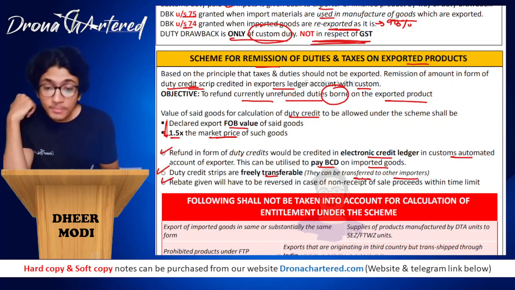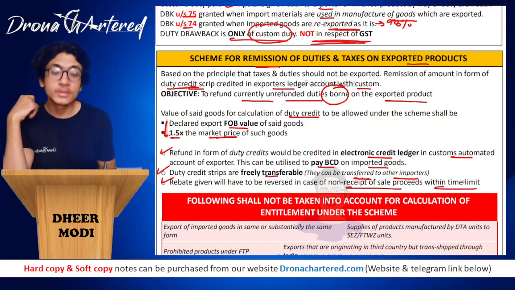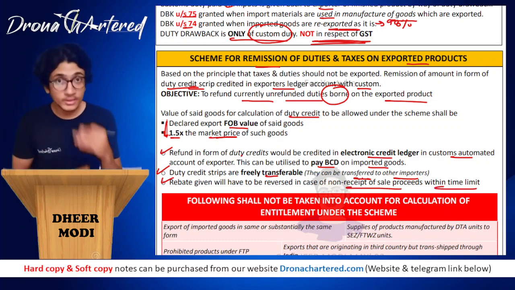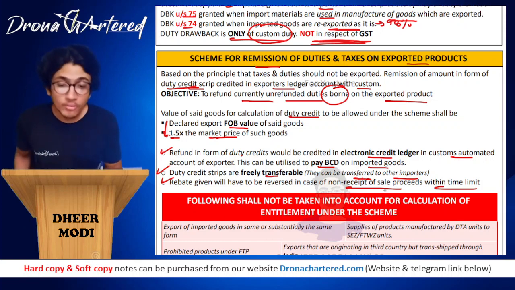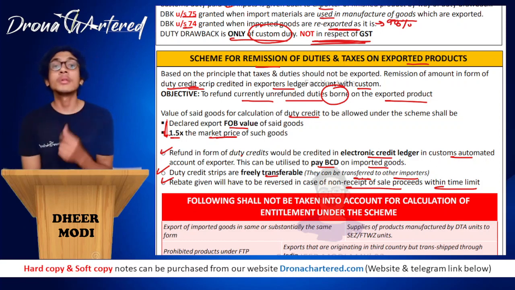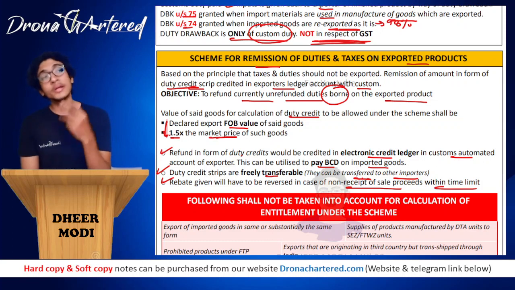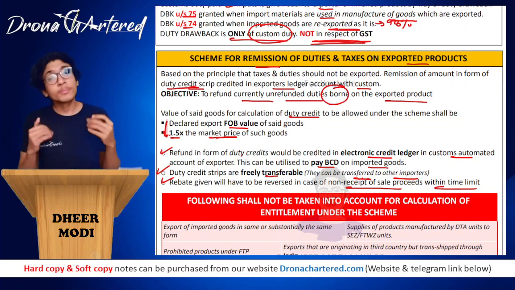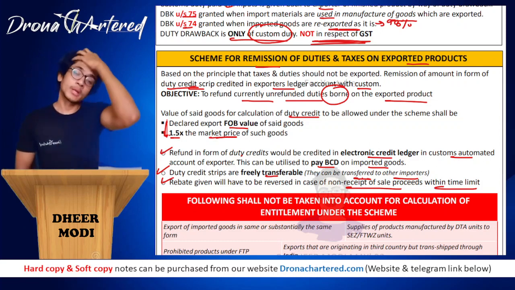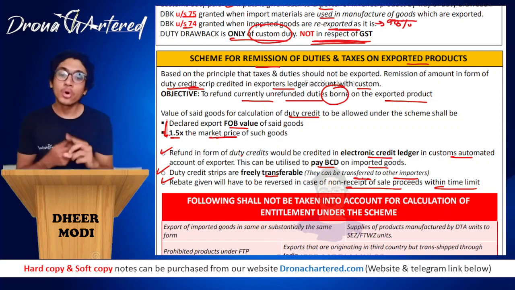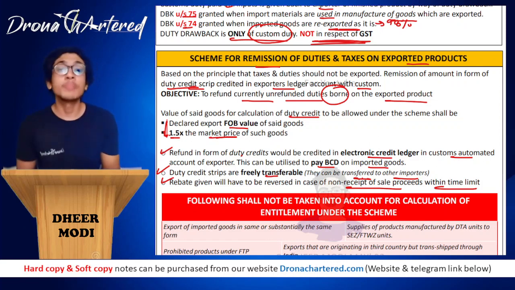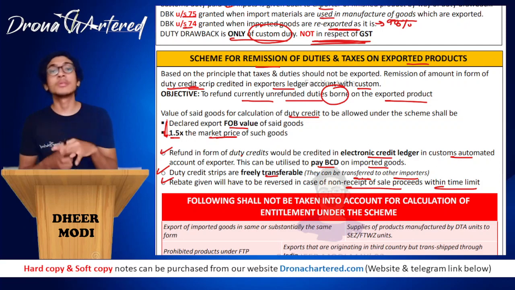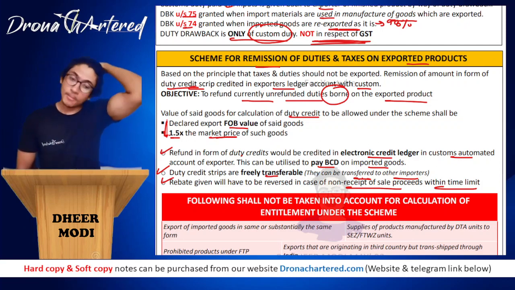Next, the rebate given will have to be reversed in case of non-receipt of sale proceeds within the time limit. Whatever we are giving back to you, if you did not receive the sale proceeds, that means you sell the goods outside India, you export them, but you do not bring back any foreign currency within the time limit, then all these benefits that we are giving you will be taken back.